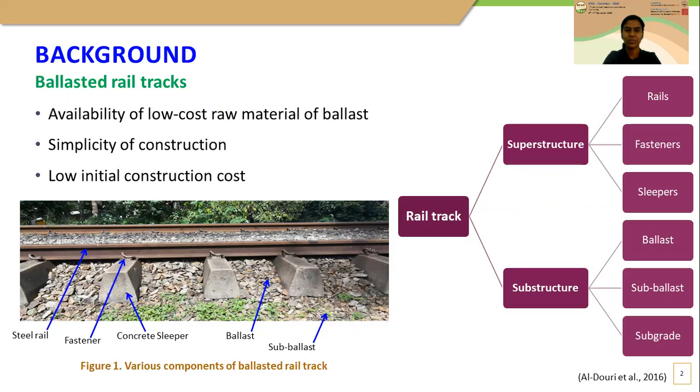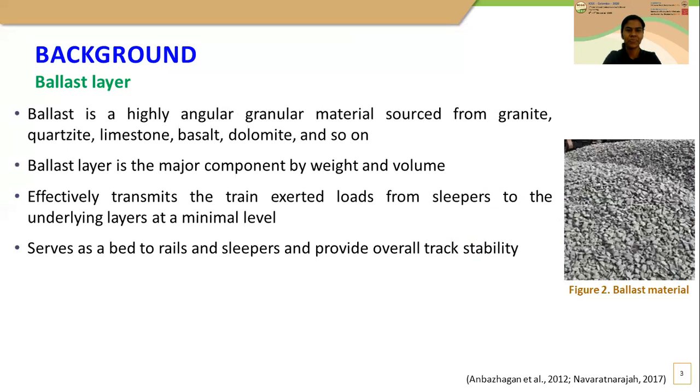Ballasted rail tracks are the most popular all over the world due to the availability of low-cost raw material and simplicity of construction. It also involves low initial construction cost. Ballasted rail tracks have many components such as rails, fastener system, sleepers, ballast, subballast, and subgrade. These components can be categorized into two main categories: superstructure and substructure.